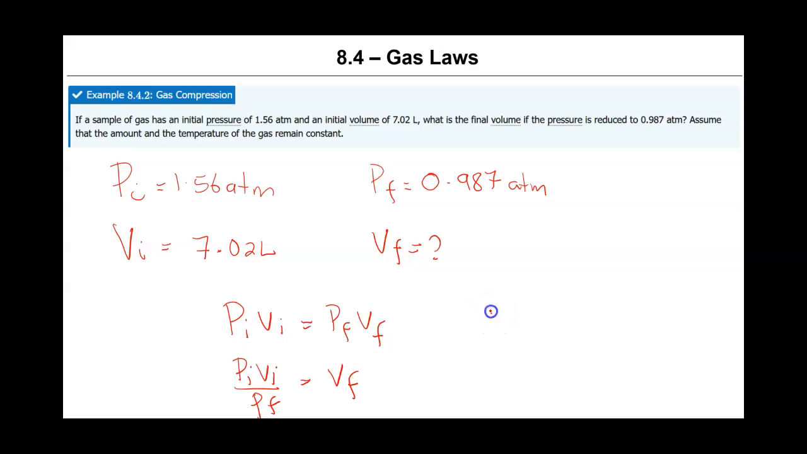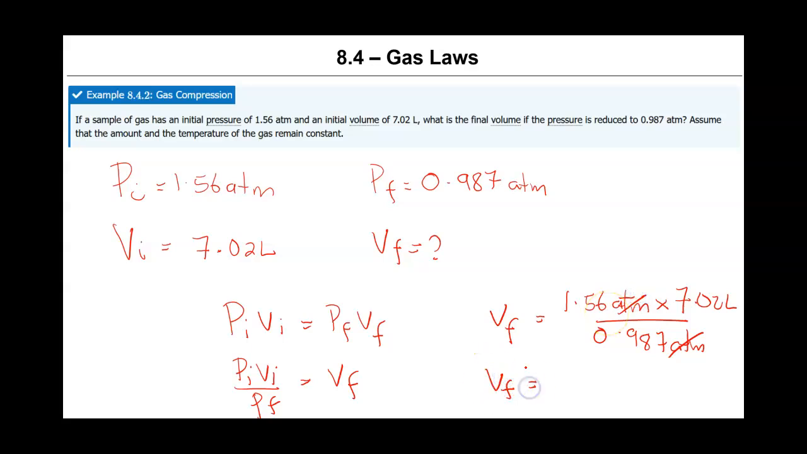So V final is equal to pressure initial, 1.56 atm, times by volume initial, 7.02 litres, divided by P final, 0.987 atm. You can see that atm cancels out, leaving me with litres.